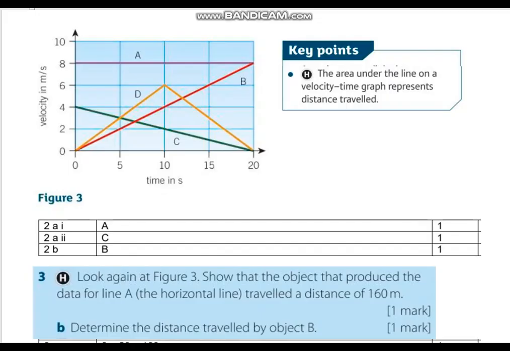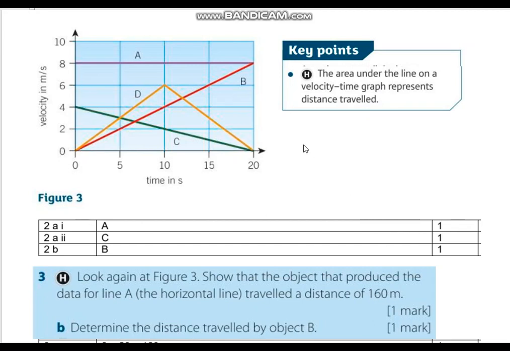Okay, moving on to question 3, which again is a higher tier question, little h there. So it says, look again at figure 3. Show that the object that produced the data for line A, the horizontal line, travelled a distance of 160 meters. So to do this, we need to calculate the area underneath line A. Remember, the area under the line on a velocity time graph represents the distance travelled, and we need to show that that is 160 meters.